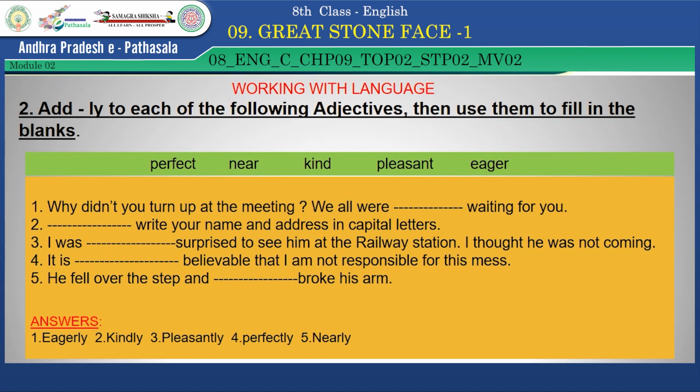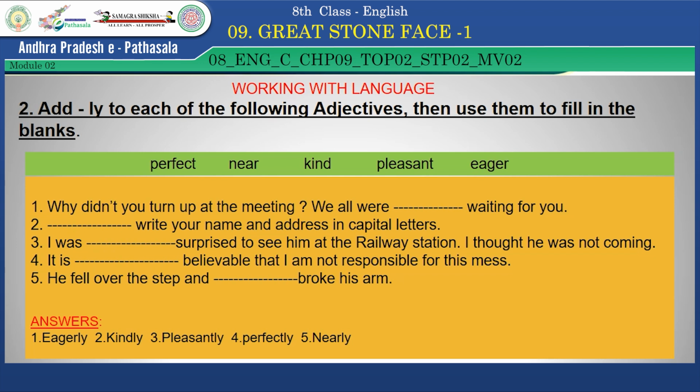Working with the language. Exercise number 2. Add ly to each of the following adjectives, then use them to fill in the blanks. Perfect, near, kind, pleasant, eager. Previously, we have seen how to change these adjectives to their adverbs. Perfect, perfectly. Near, nearly. Kind, kindly. Pleasant, pleasantly. Eager, eagerly. Now, let us see the exercise.